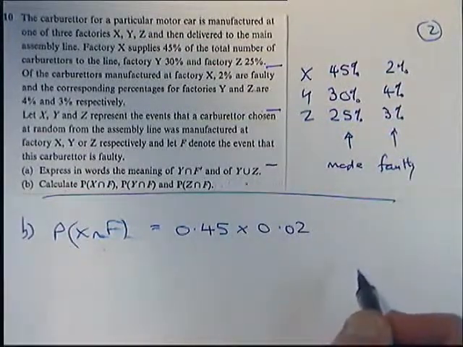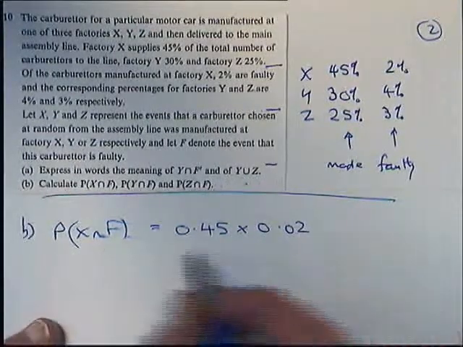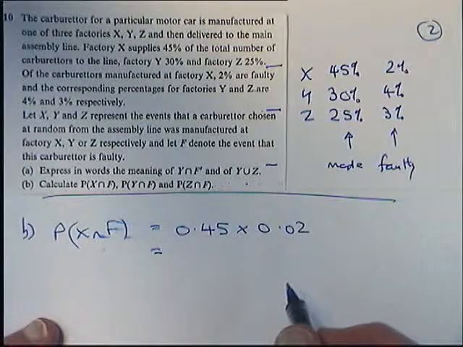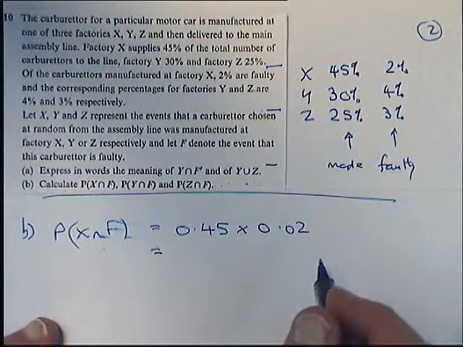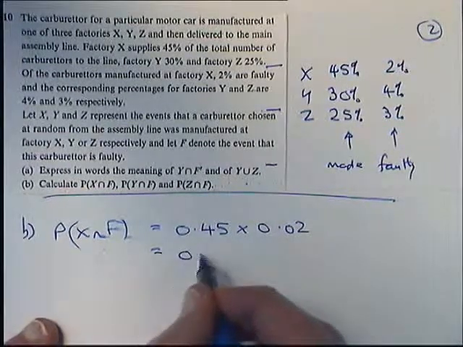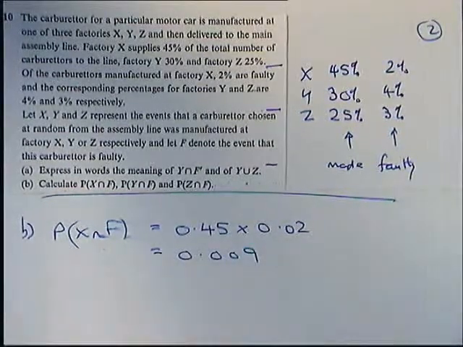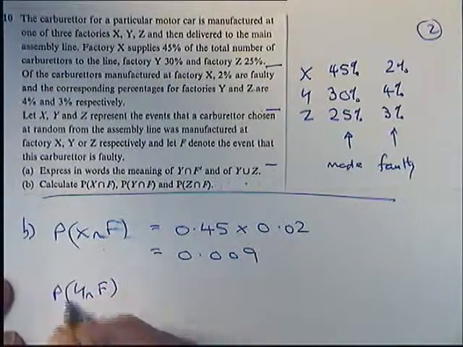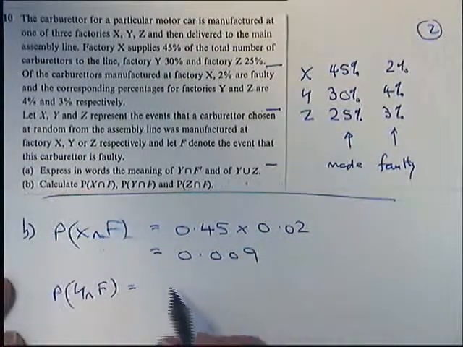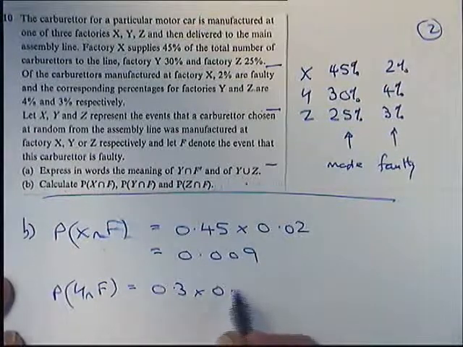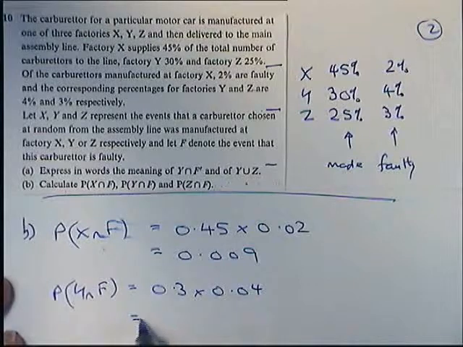We're doing them as a percentage. What do you get if you times those together? Horrified looks on my face when people reach for calculators right in front of me. What have you got, Tabby? 0.009. 0.009, yeah, that's correct. Okay. We've then got to do Y intersection F. So using exactly the same system, it'll be the Y probability, which is 0.3, and the Y faulty, 0.04.